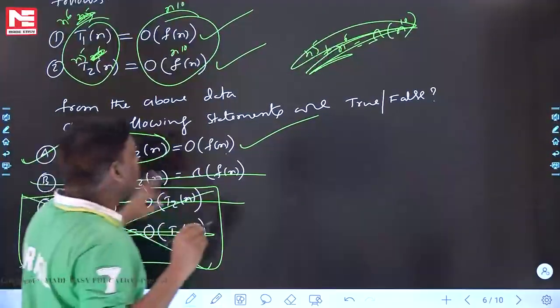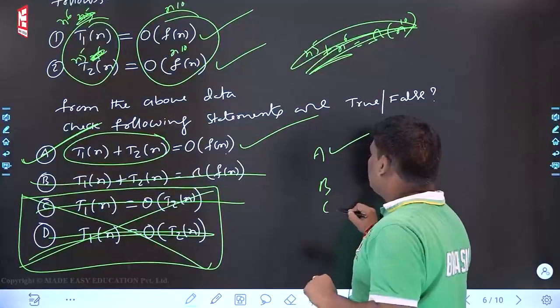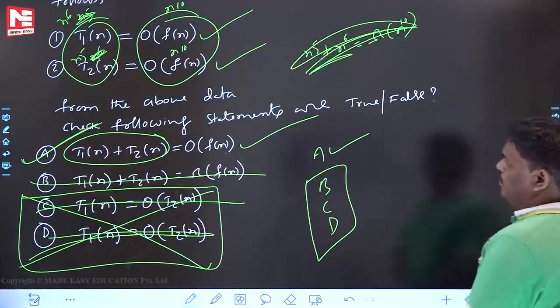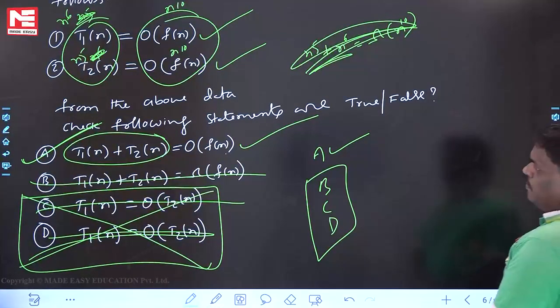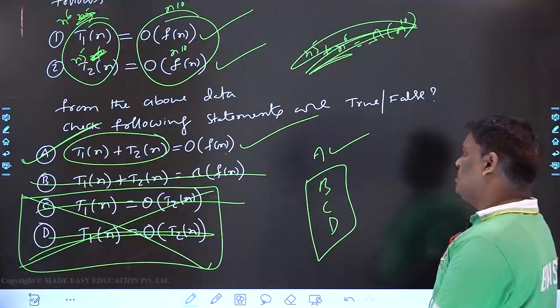So, can you help me with this problem? Which are true statements? A true. Wrong statements? B, C, D wrong. One case fail only. Fine, I am thinking you got this also.